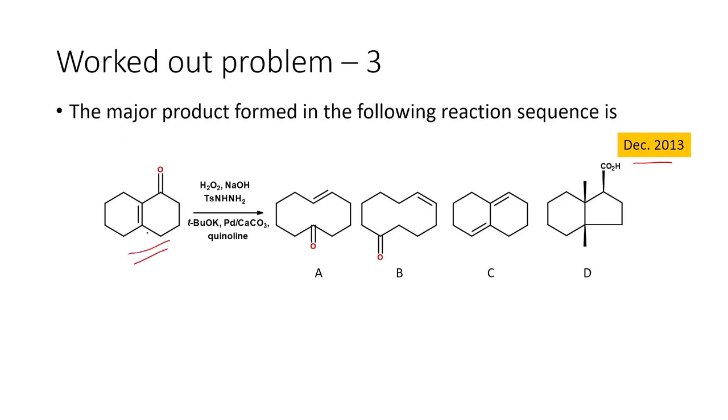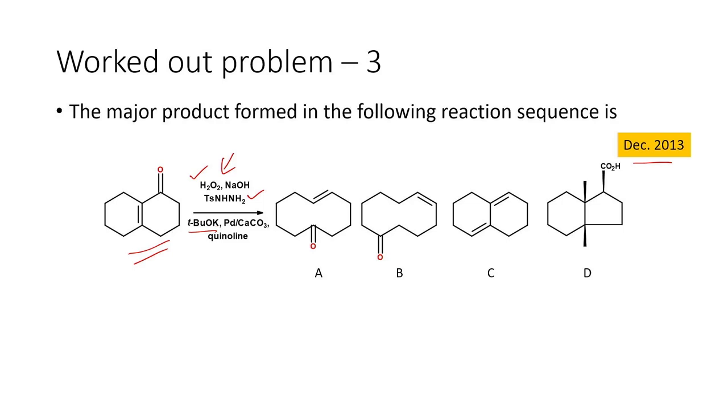We have here again an alpha beta unsaturated system, with hydrogen peroxide and sodium hydroxide. Unlike the previous example, here the reagent is directly given. So the first one is alpha beta epoxidation of the alpha beta unsaturated system, which occurs in the presence of a base, sodium hydroxide and hydrogen peroxide. And the second step is also tosyl hydrazine. This also we have seen. And the third one is potassium tertiary butoxide.